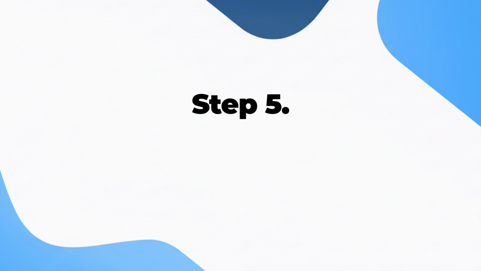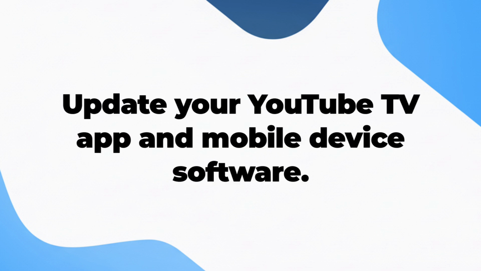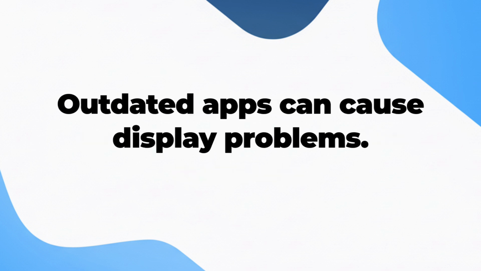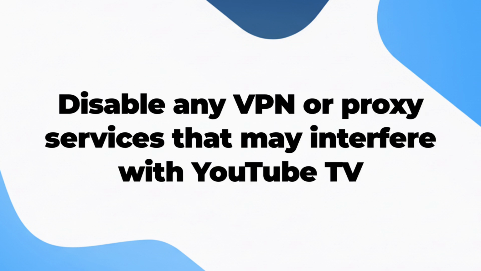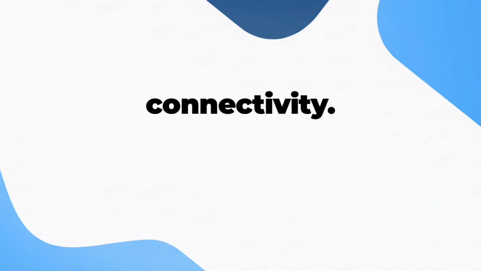Step 5. Update your YouTube TV app and mobile device software. Outdated apps can cause display problems. Step 6. Disable any VPN or proxy services that may interfere with YouTube TV connectivity.